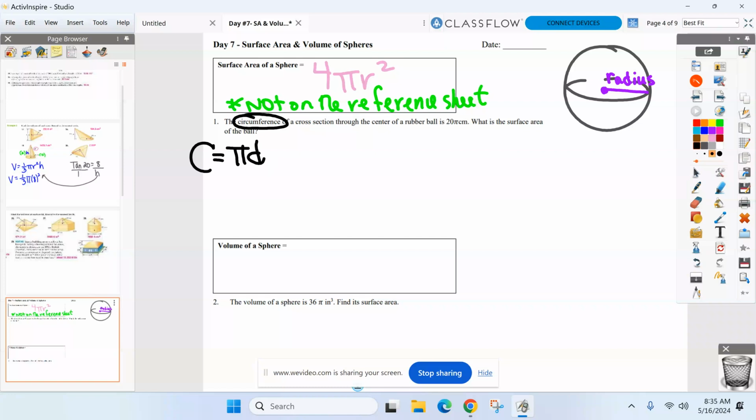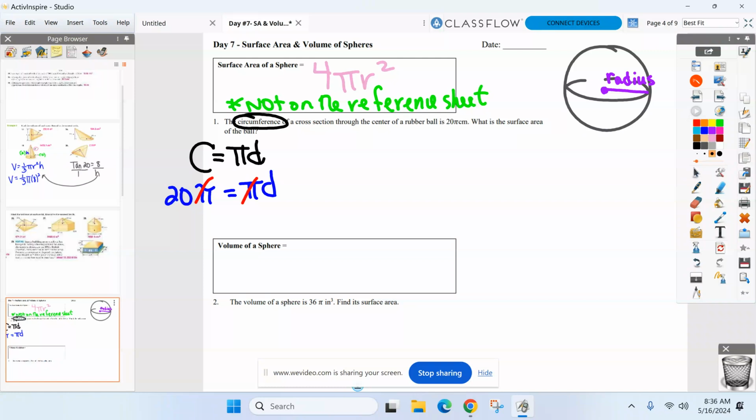Well, that one doesn't have radius. Zip it. It's got diameter. We'll be fine. All right, substitute in the 20 pi. Circumference is 20 pi. Substitute that in for C. 20 pi equals pi d. And it seems like this happens all the time, right? Pi's on both sides. See ya.